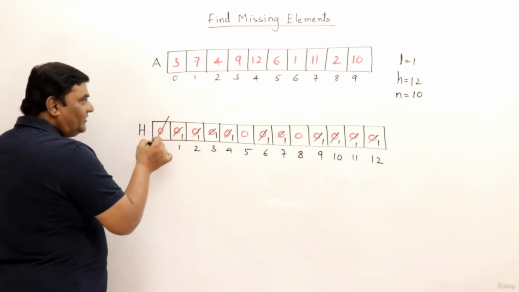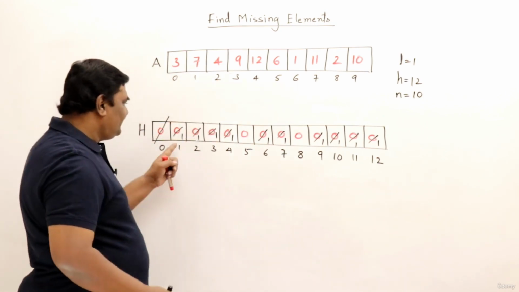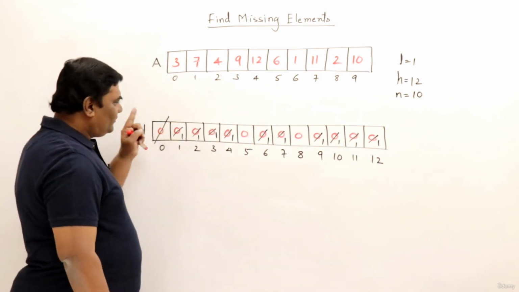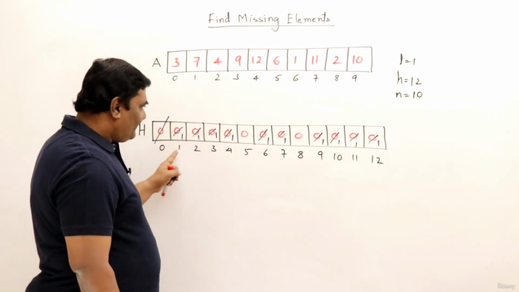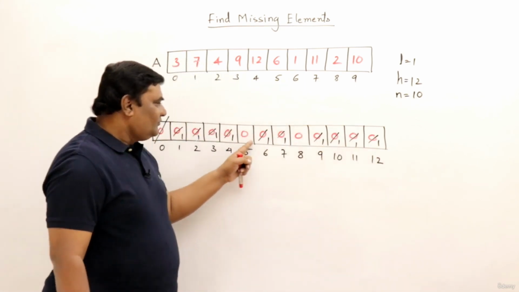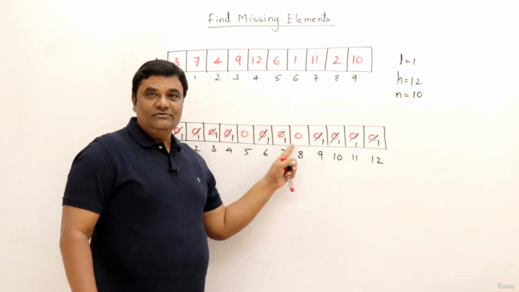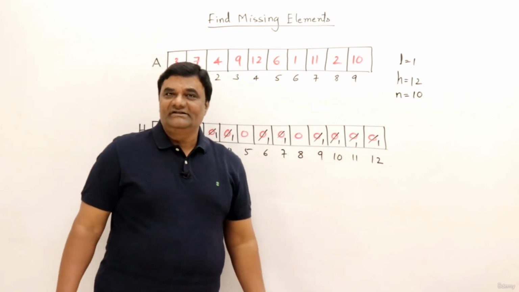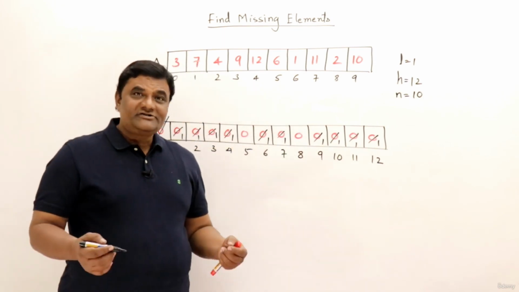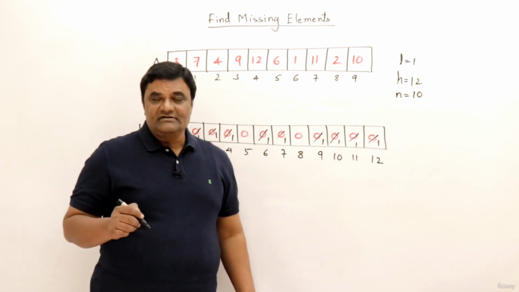Anyway, this 0 index is not there in our sequence. Our sequence starts from 1 onwards, so ignore that one. So from 1 to 12, if you see, there are 2 places that are still zeros, which means the elements are missing. So this procedure looks simple and faster.